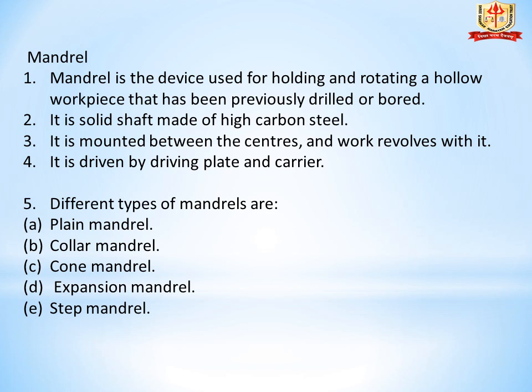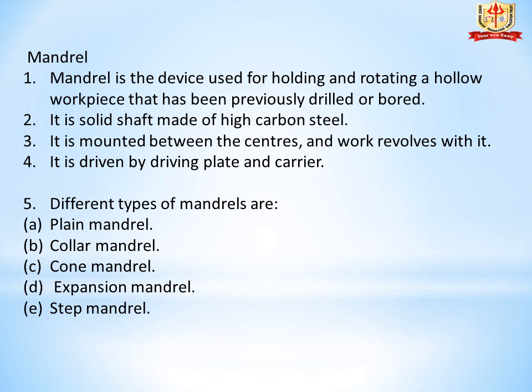Next accessory is a mandrel. First point, mandrel is the device used for holding and rotating a hollow workpiece that has been previously drilled or bored. Second point, it is a solid shaft made of high carbon steel. Third point, it is mounted between the centers and work revolves with it. Fourth point, it is driven by driving plates and carrier. Different types of mandrels are plain mandrel, collar mandrel, cone mandrel, expansion mandrel, and step mandrel.